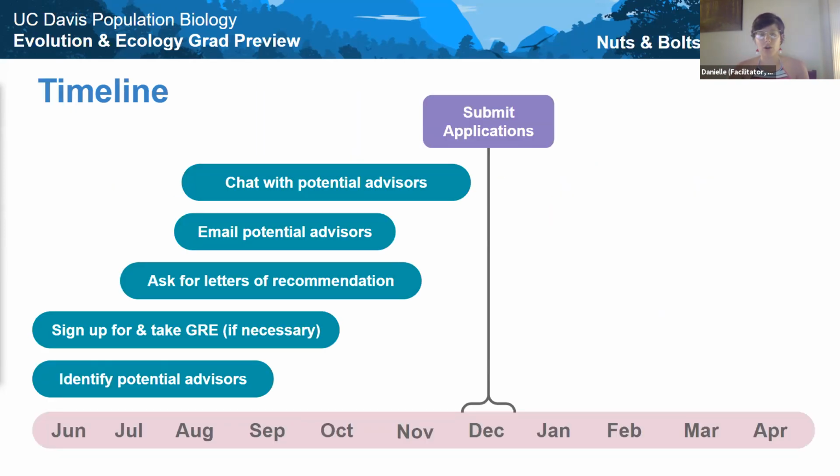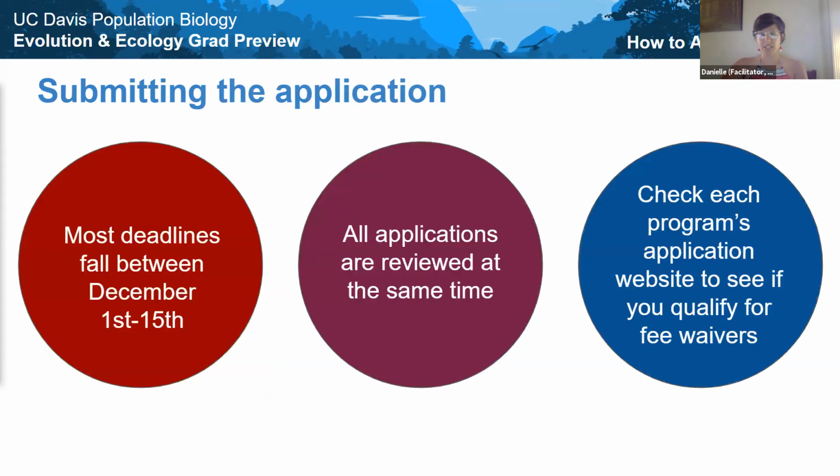Okay, now we've gone over all of the parts of the material of the application, and we've finally arrived at December. So that means it's time for the application to be submitted. Application deadlines usually fall between December 1st through 15th. There might be some exceptions, so check with the programs you're applying to. All of the applications are reviewed at the same time, so it does not behoove you to put in your application earlier.